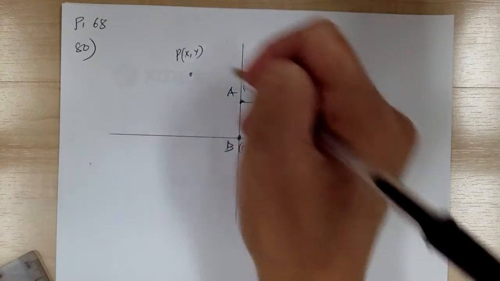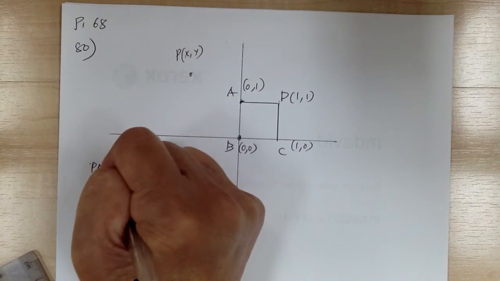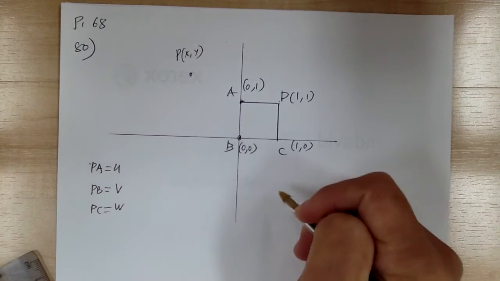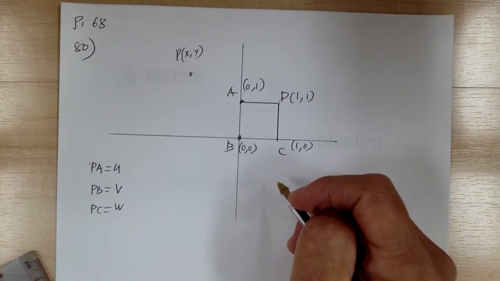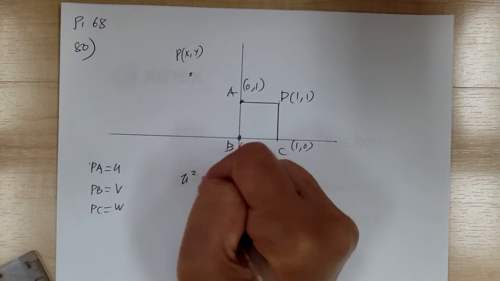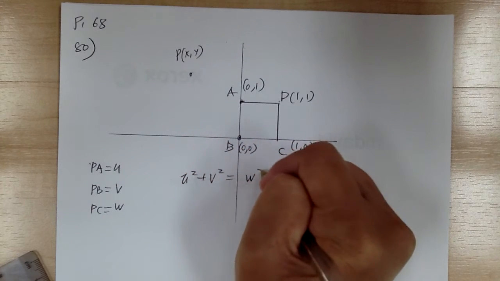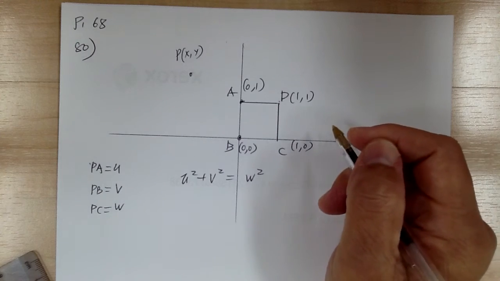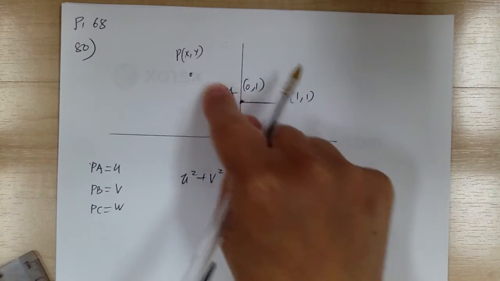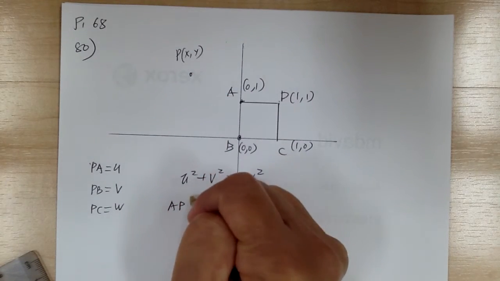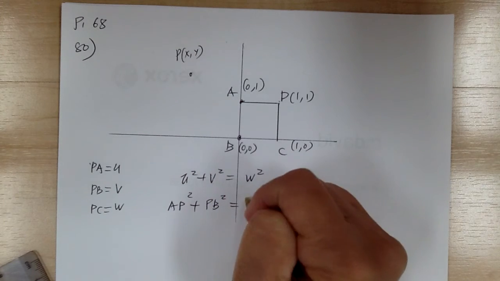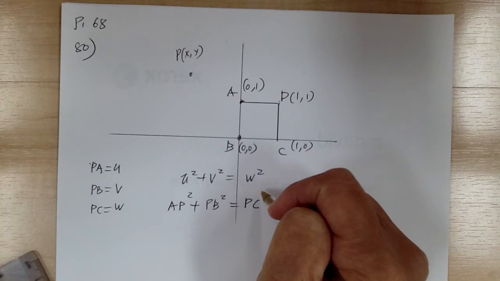you're also given that the distance PA is equal to u, PB equal to v, PC equal to w. And you're also given that u squared plus v squared equal to w squared. So u is from P to A, so that's AP squared. v is PB squared, and this is equal to PC squared.